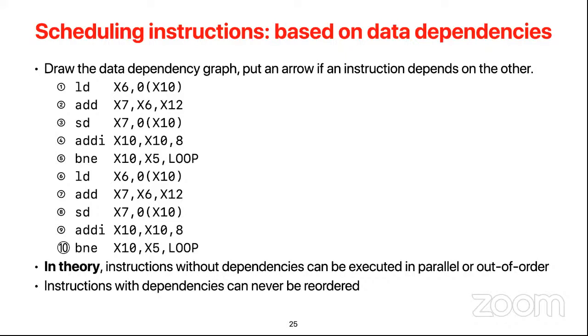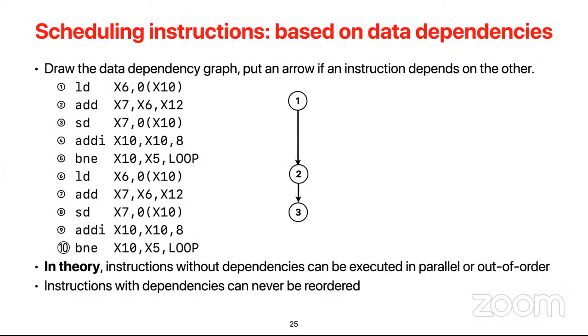If we want a graphical representation of data dependency, we will create a data dependency graph, a single-direction acyclic graph, where we put an arrow from one instruction to another if the other instruction depends on the output of the first. Say we have 10 instructions here. Instruction 1 generates the output for instruction 2, so we have an arrow here. And instruction 2 generates the output for instruction 3, so we have an arrow here.